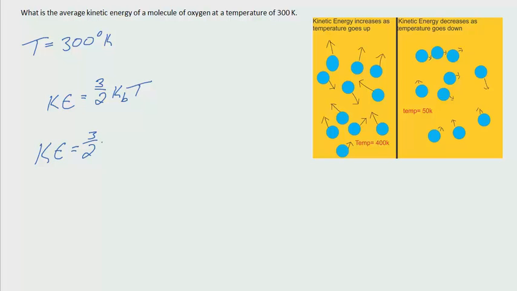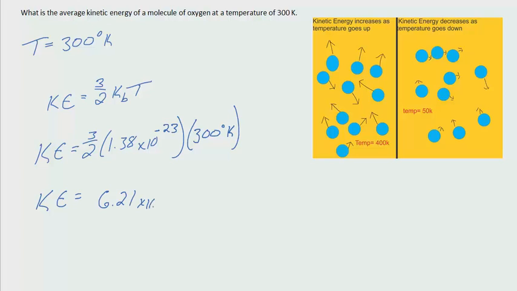So we take 3/2 multiplied by Boltzmann's constant, which is equal to 1.38 times 10 to the negative 23rd, multiplied by our temperature of 300 Kelvin. We see that our average kinetic energy for our molecule of oxygen will be approximately 6.21 times 10 to the negative 21st joules of energy.